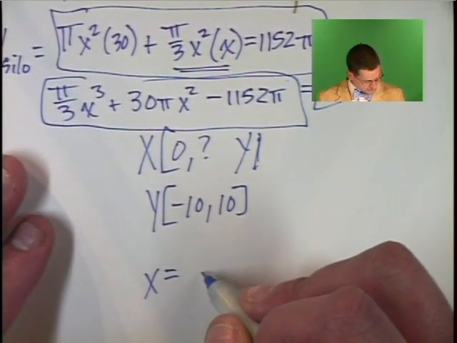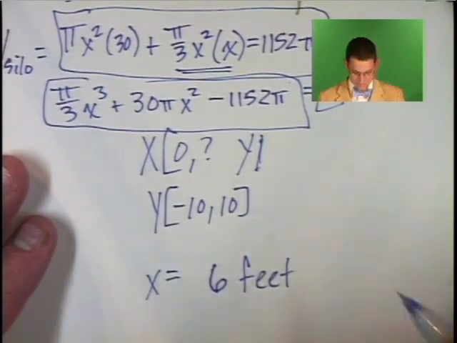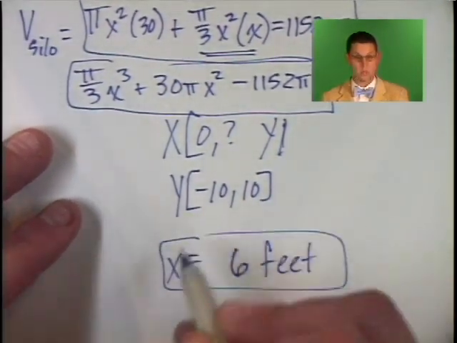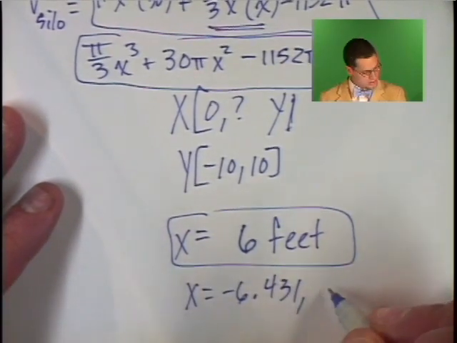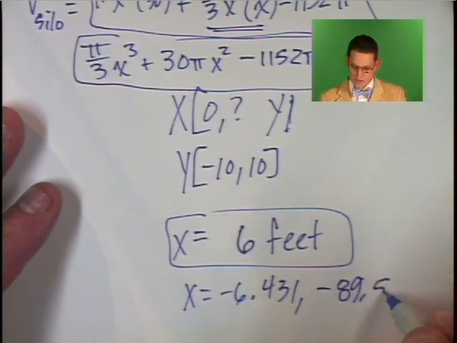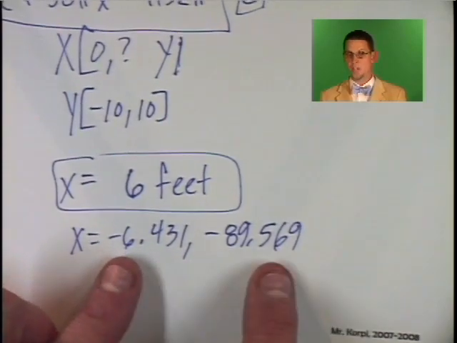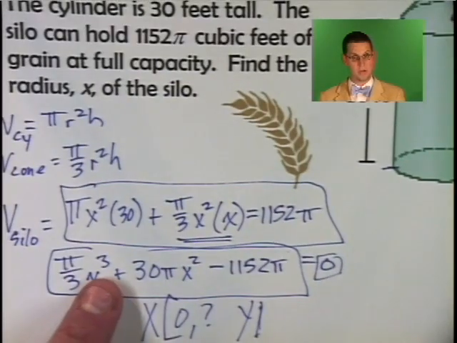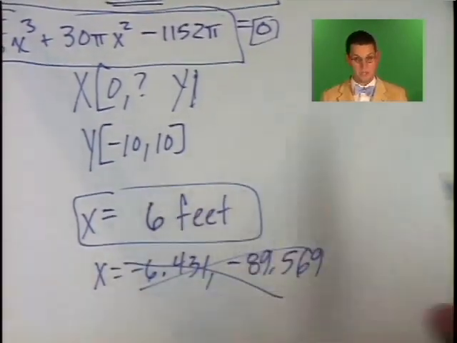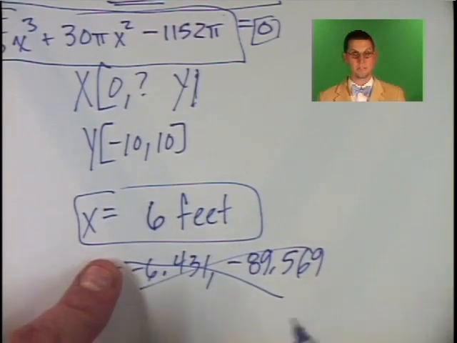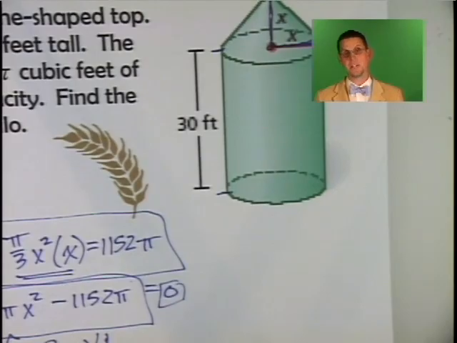you get two solutions. You get 6 feet that work. You get one solution that works, that's the only positive one, and then you get two negative solutions, -6.431 and -89.569. Okay? So in this case, since we're talking about a radius and it has to be positive, the two negative solutions, remember it's a cubic, it could have 3, the two negatives don't make sense in the context of this problem. So there you go. The only positive x-intercept is the only positive solution that makes sense. So the radius of this whole thing is 6, or its diameter all the way across is 12.